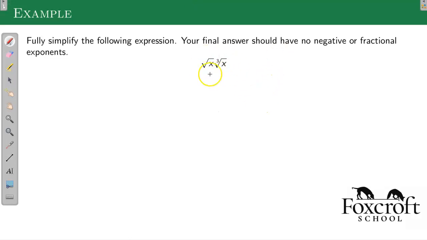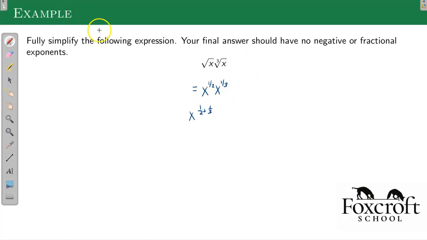This problem right here is one of the main reasons that having exponent rules to represent roots is a good thing. If we were doing this just with our roots, I'd have no idea how to combine these two things. But using what we just saw, the square root of x is x to the 1/2. The cube root of x is x to the 1/3. And now I know I can combine these two by adding them, using our first set of exponent rules.